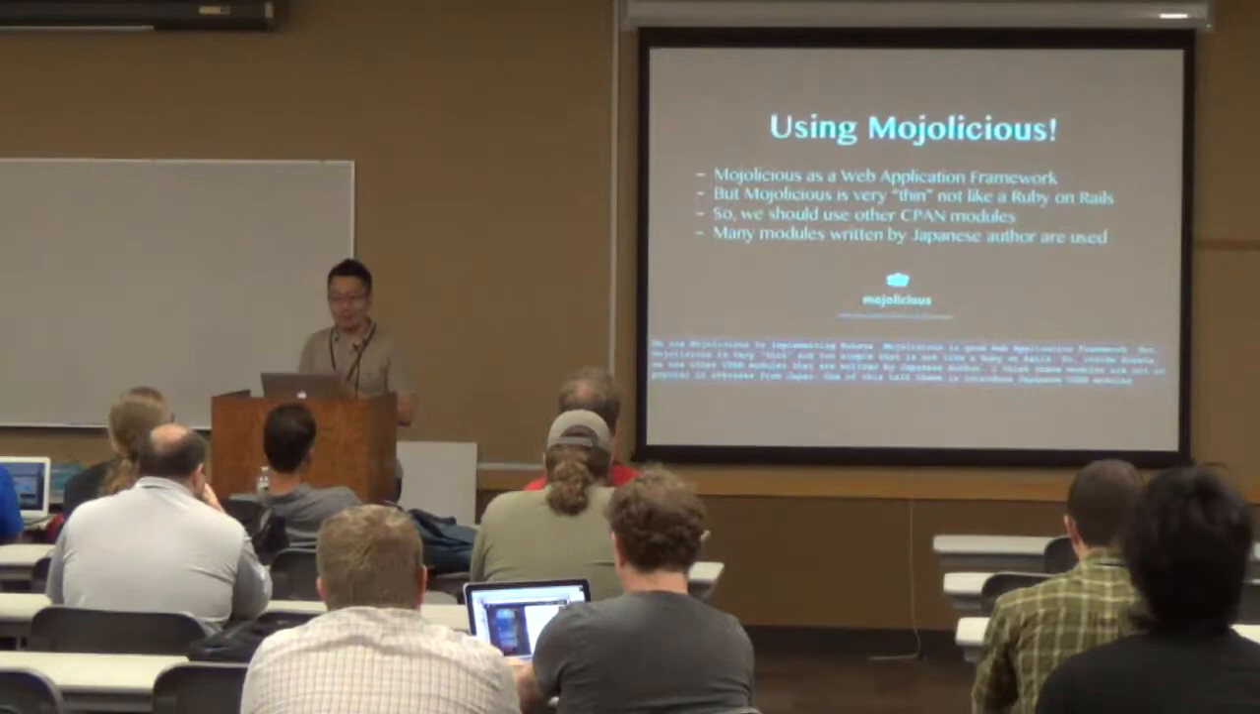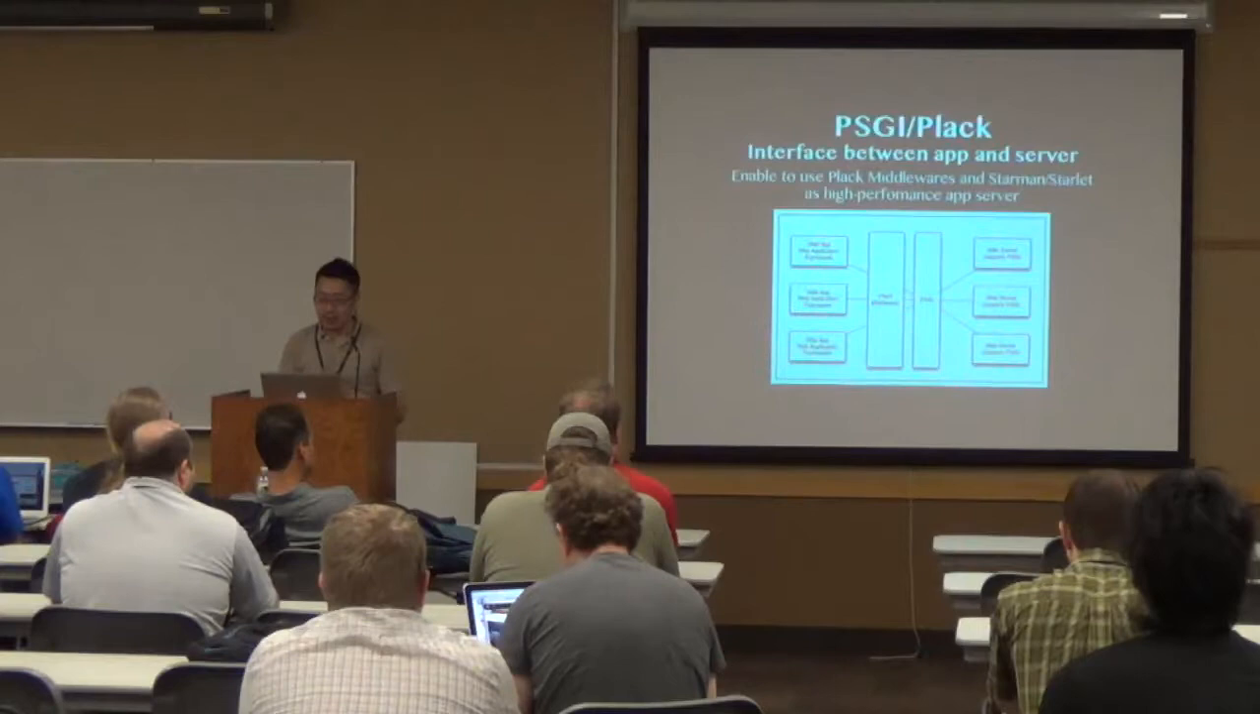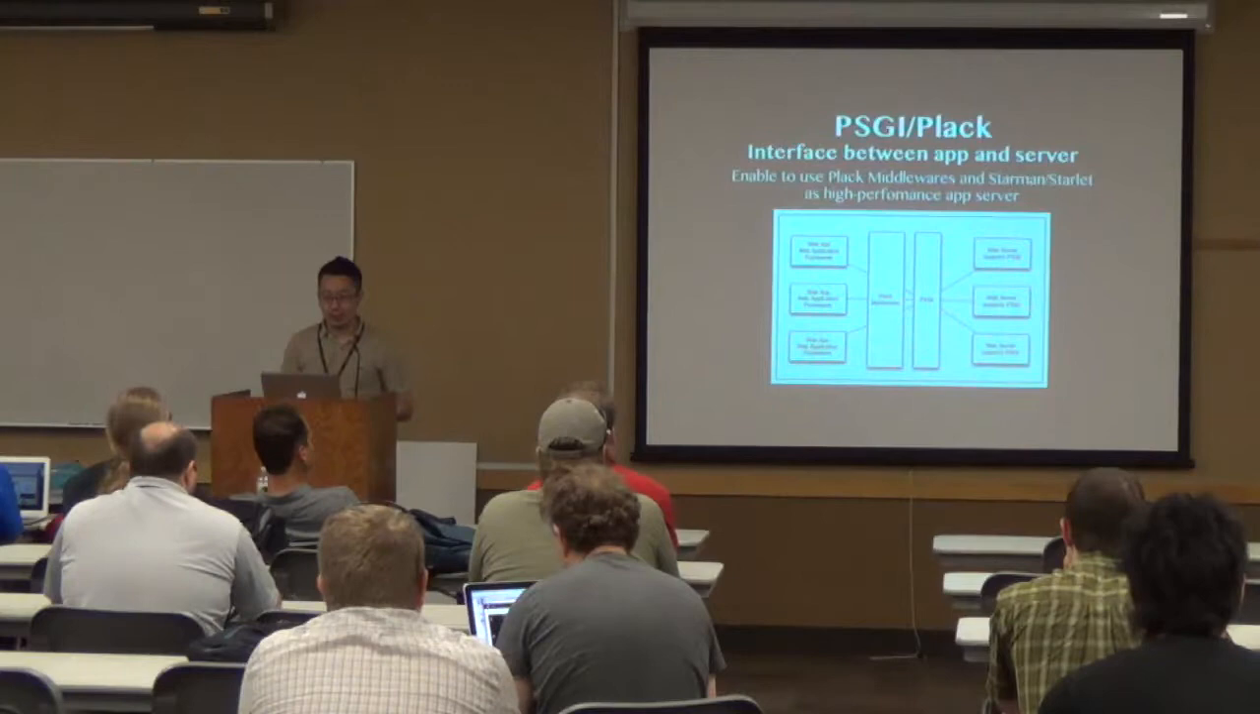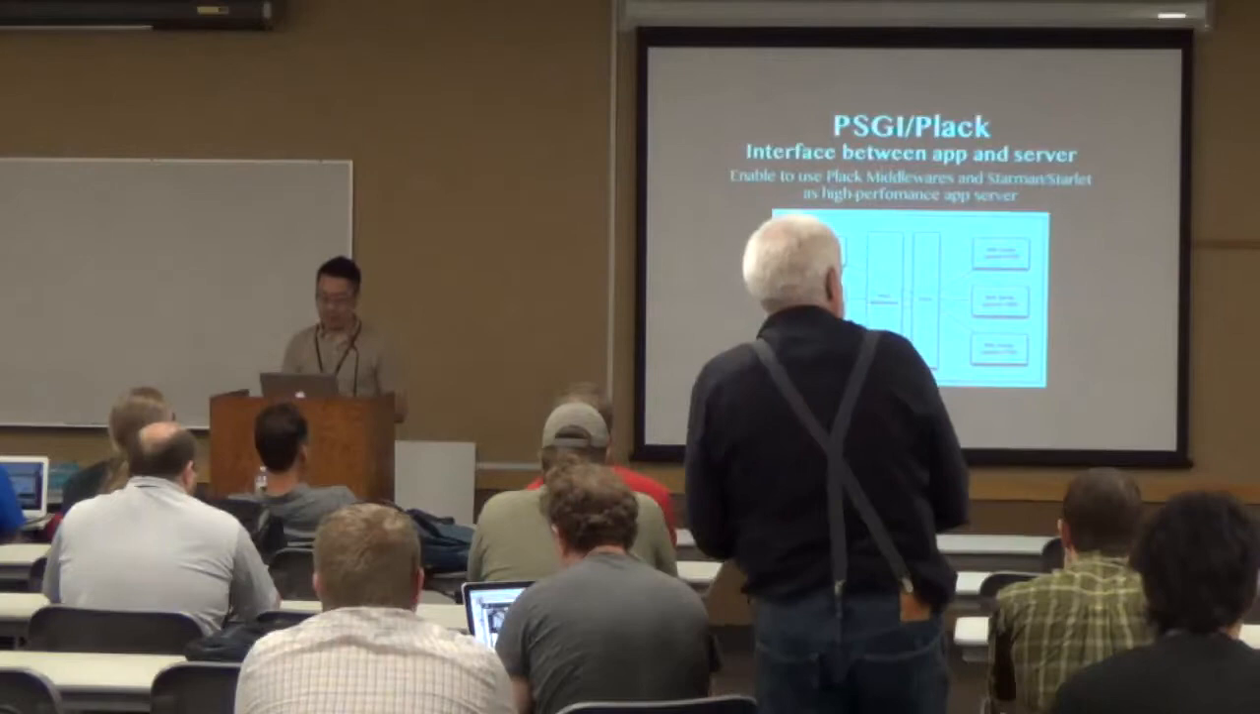First, PSGI and Plack. It's the interface between application and web server. In Mojolicious, using Plack or PSGI enables you to use Plack middlewares and Starman, Starlet, as a high performance web application server.